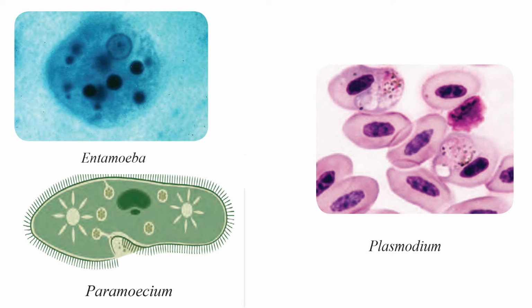Some are also found in the body of other living organisms, and so these are responsible for many diseases. The reproduction in Protozoa takes place by binary fission, for example in Paramecium and amoeba. We know that Plasmodium causes malaria.